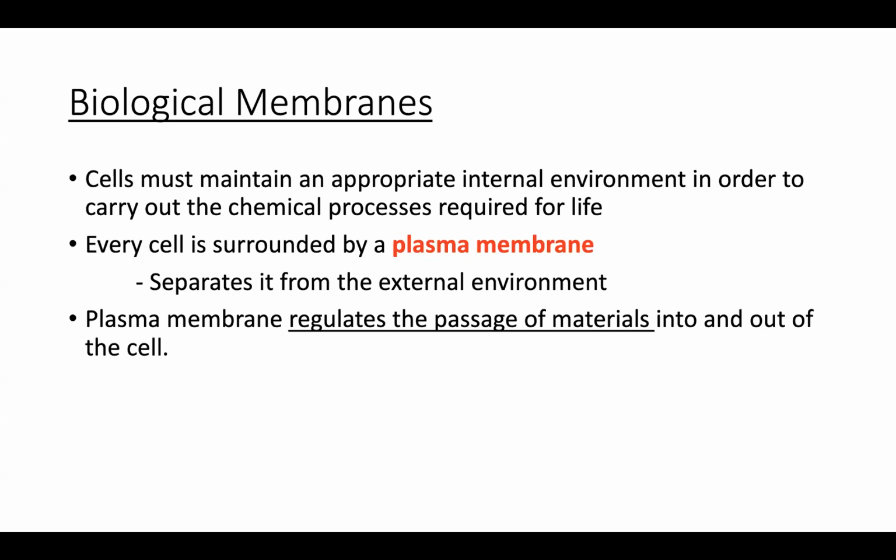I know in the previous chapter we talked about some things that were present in the animal cell, some things in the plant cell, some things in eukaryotic cells that are not present in prokaryotic cells. Well, in this particular conversation, every cell will have a plasma membrane. The most important role of the plasma membrane is that it separates the internal cell from the external environment. First and foremost, it regulates the passage of materials into and out of the cell.